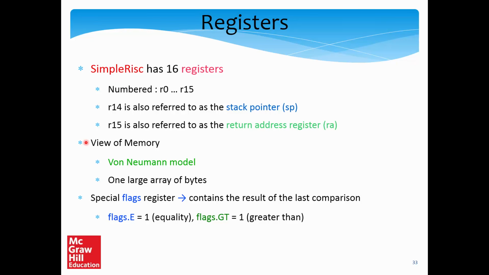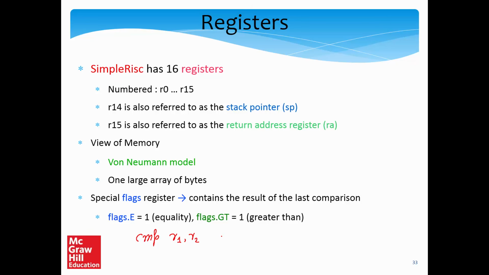Let's also have a special flags register which contains the result of the last comparison. This register is not visible to the assembly programmer. However, it will be visible to the hardware designer, and that's very important. Let me show an example here. Let's have a compare in SimpleRisc assembly where we compare the contents of register R1 and R2.